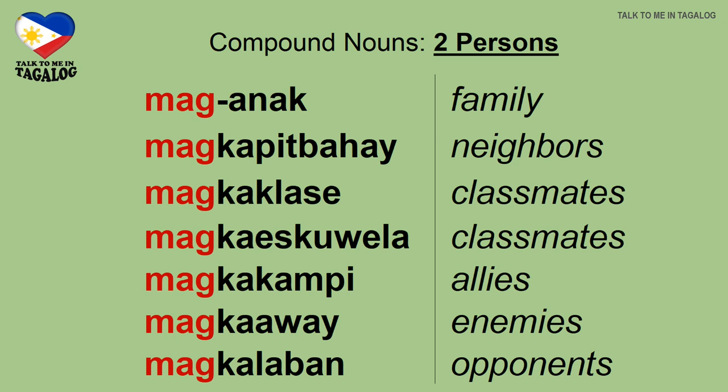Magkakampi. Kakampi means an ally, but if you are talking about two people on the same side, they are called magkakampi. Magkakampi, allies. Magkaaway. Kaaway is an enemy. Magkaaway refers to two people who are at odds. Magkalaban. Kalaban is an opponent. Magkalaban means two opponents fighting against each other.